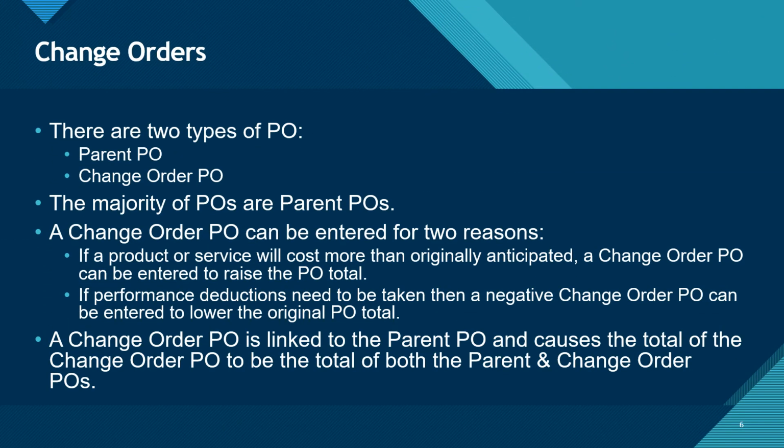There are two types of purchase orders, a parent purchase order and a change order purchase order. The vast majority of POs that you will encounter will be parent POs. Occasionally, a change order might be entered. There are two reasons a change order PO might be entered. If the product or service is going to cost more than originally anticipated, a change order purchase order can be entered to raise the PO total. If performance deductions need to be taken, then a negative change order PO can be entered to lower the original PO total. This applies to those vendors who have contracts with CMHA that contain performance deductions.